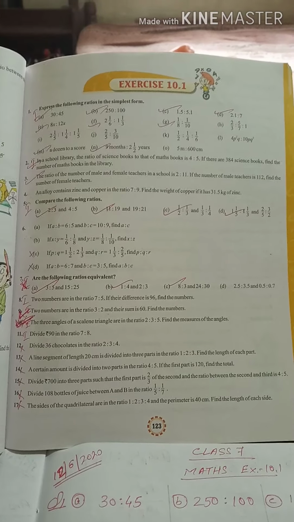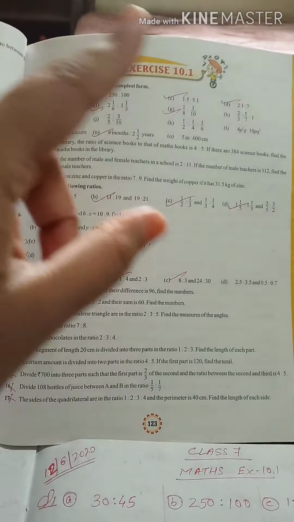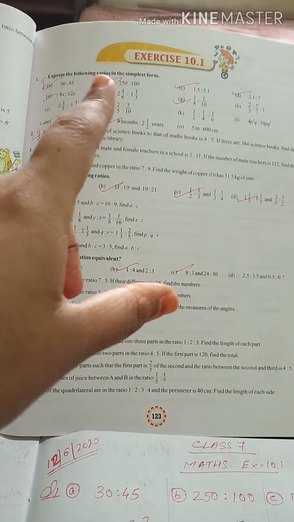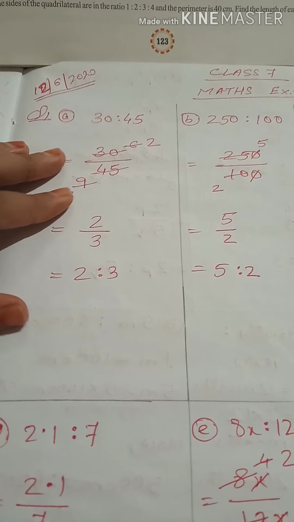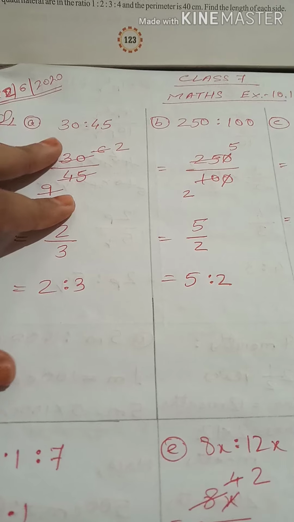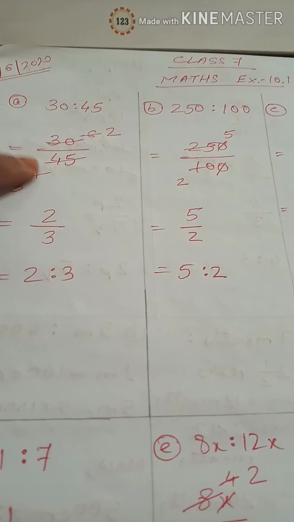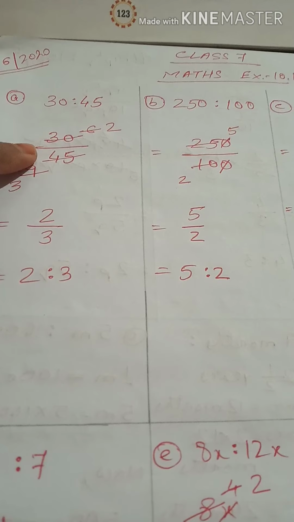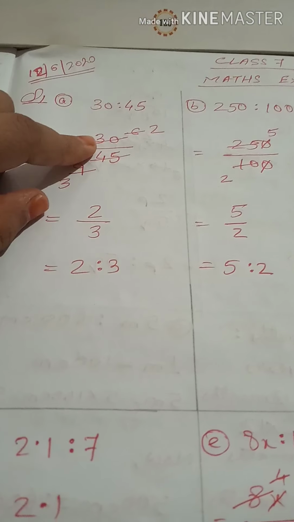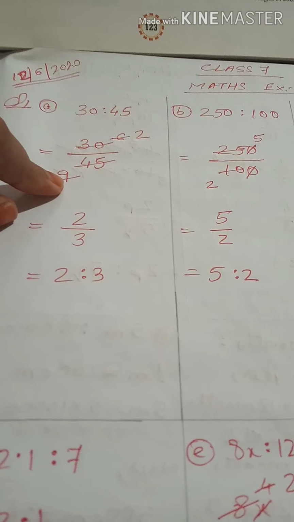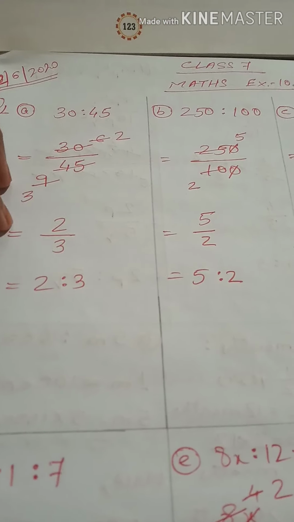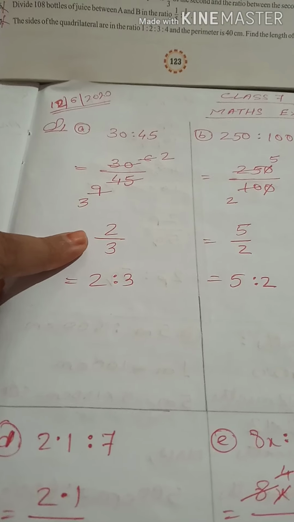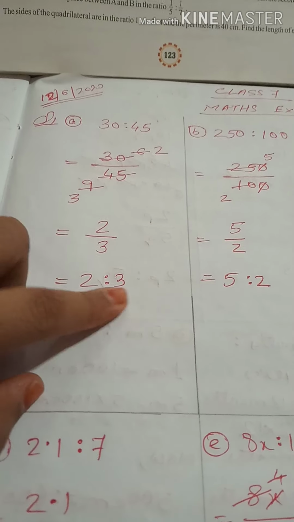Now you see exercise 10.1. First question, express the following ratios in the simplest form. 30 is to 45. Simplest form means we have to reduce it. Now how will you reduce it? 30 is to 45 equals 30 by 45. Now we can cancel both the numbers with 5. 5 6s are 30, 5 9s are 45. Then again 6 and 9 you can cancel with the help of 3. 3 2s are 6, 3 3s are 9. So 2 and 3, further cancellation is not possible. So our answer is 2 is to 3.